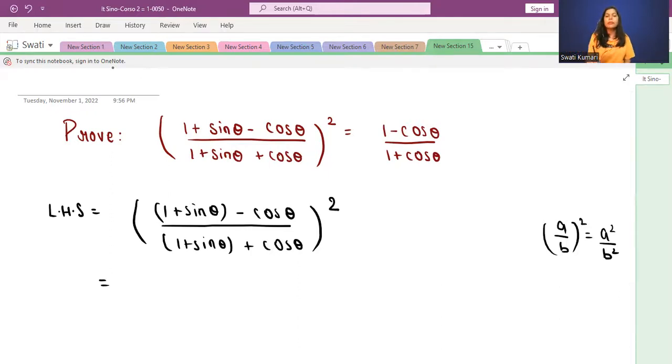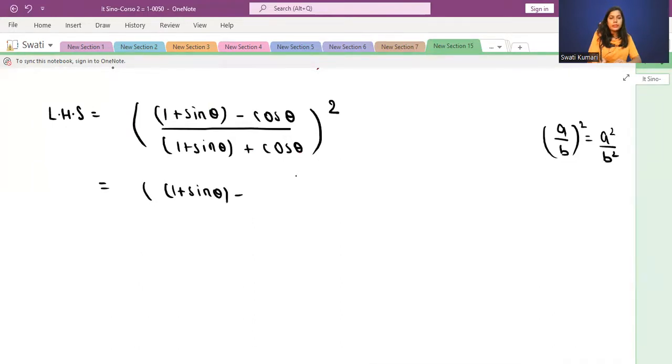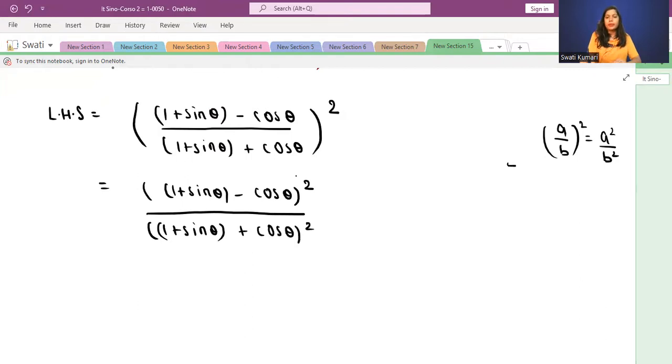So using this formula, I can distribute this power and write down the next step as (1 plus sine theta minus cos theta) whole square upon (1 plus sine theta plus cos theta) whole square, right? I have used this formula.